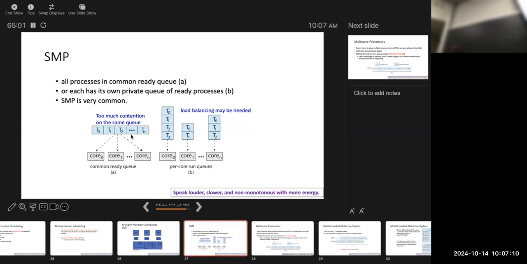Now to solve this problem, what we can do is maintain a separate ready queue for each core, right? Now, all the ready processes which need to be run on core 0 will be waiting in, let's say, queue 0. And all those which need to be run on core 1 will be waiting in their own queue, right?